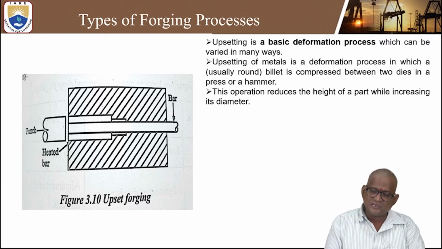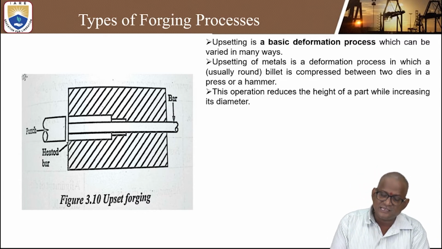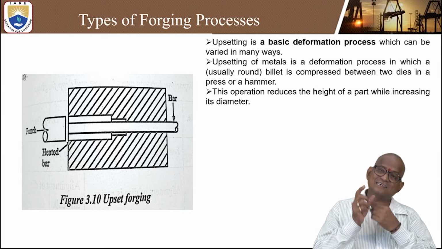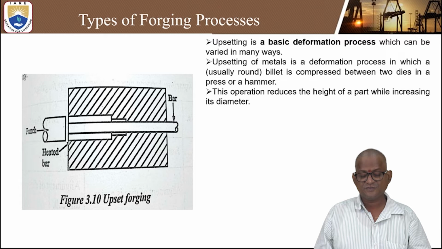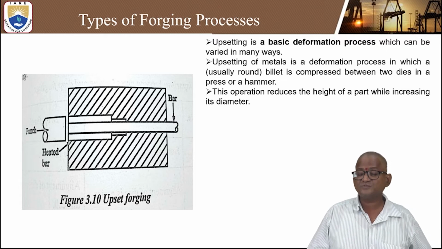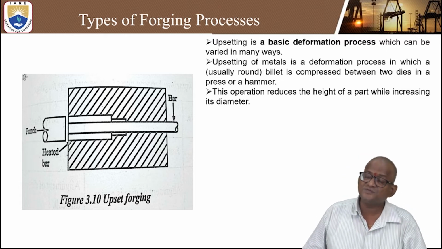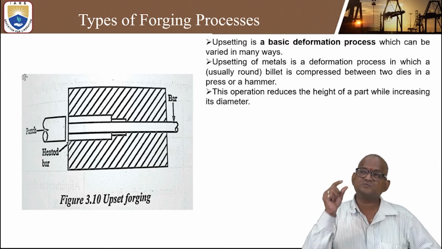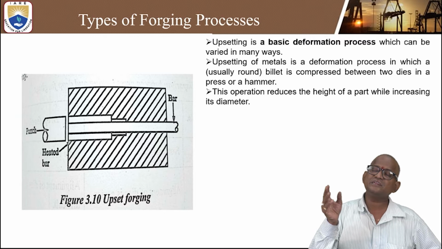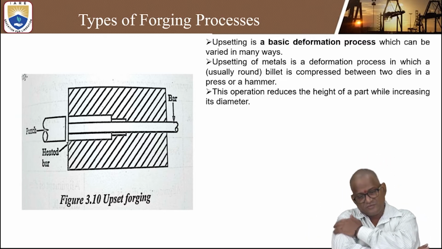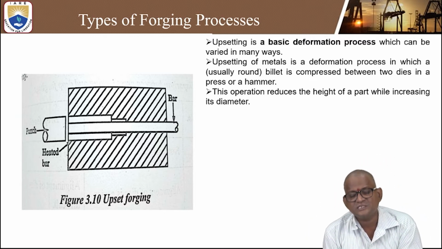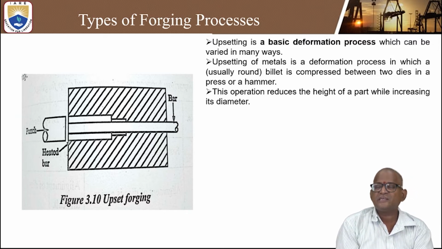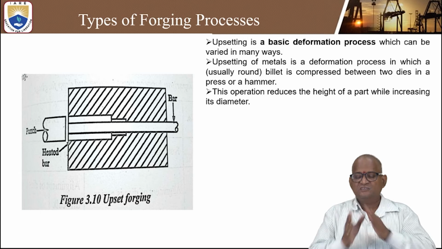Now another important type of forging process we can call upset forging. This is another interesting classification. Upsetting is the basic deformation process, which can be varied in many ways. That is what upsetting is: the basic deformation process which can be varied in many ways.